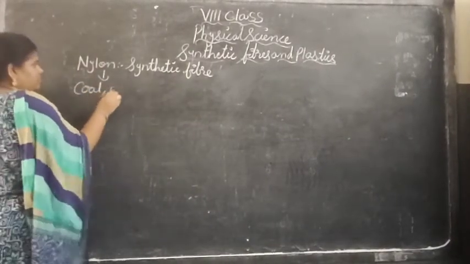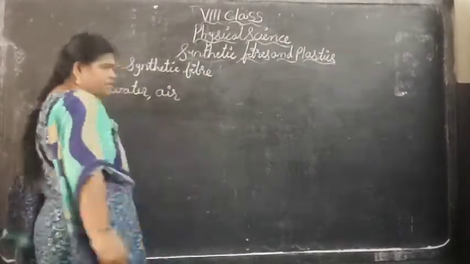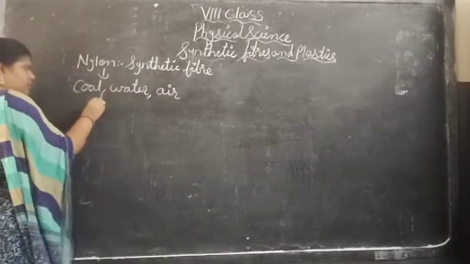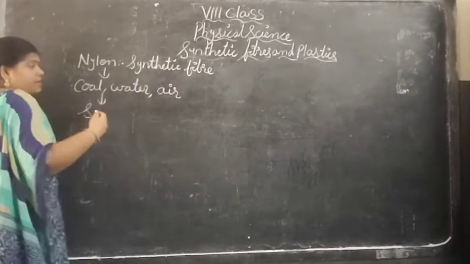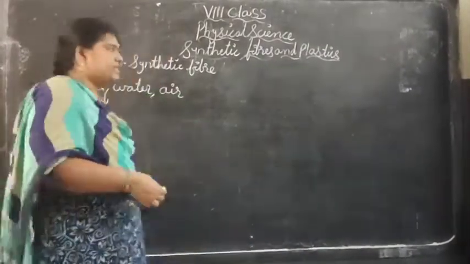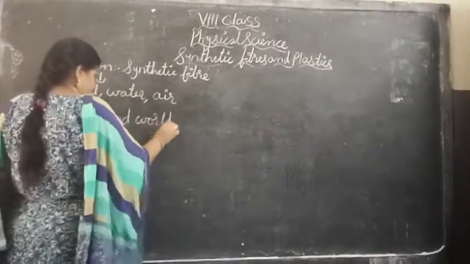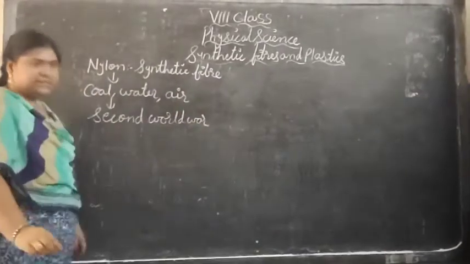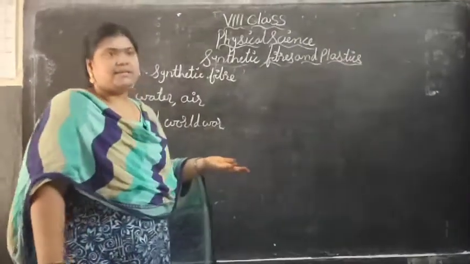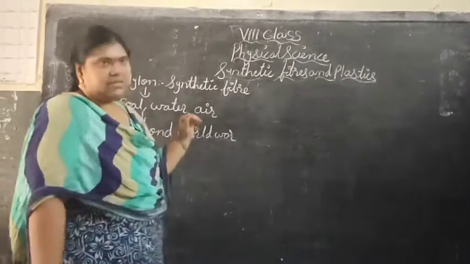Coal, water and air. These are the things we are using to prepare this nylon. It was discovered before, but it came into usage during the Second World War. Before that they had discovered it, but they started using this nylon fabric from the Second World War.